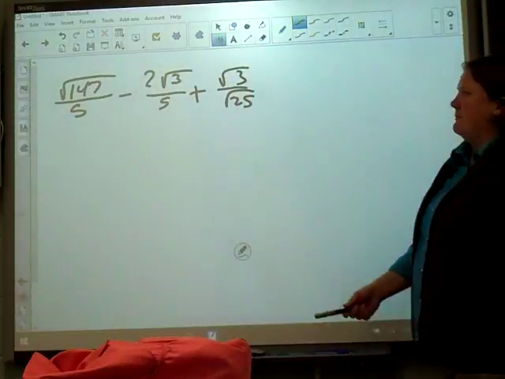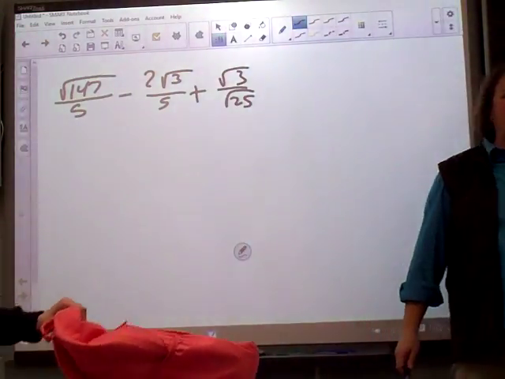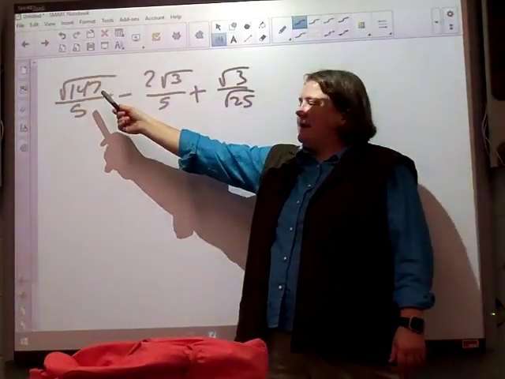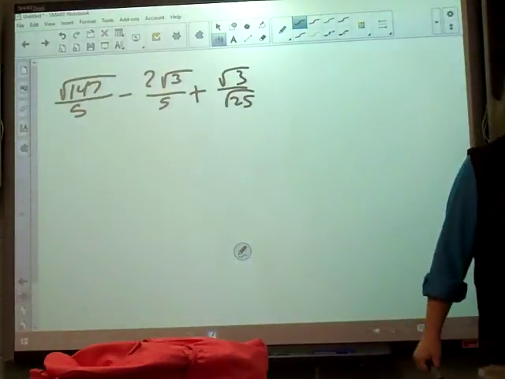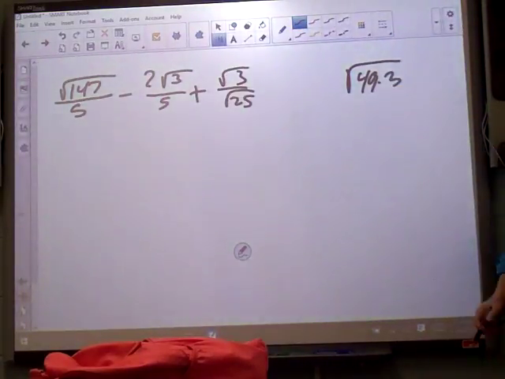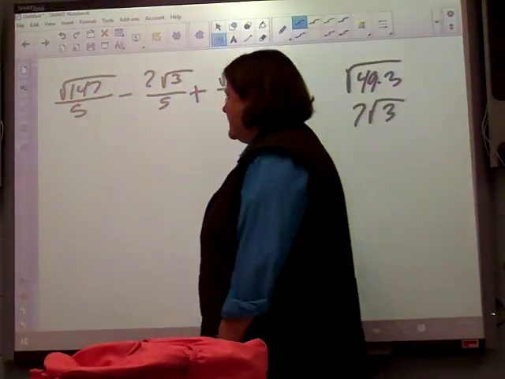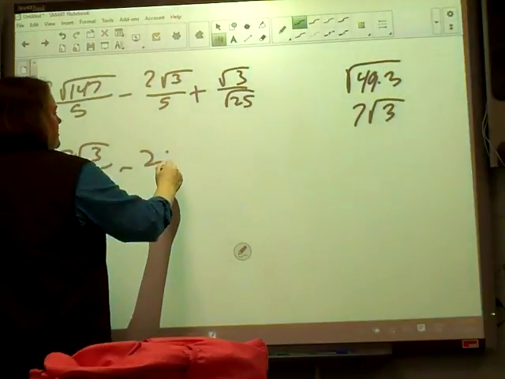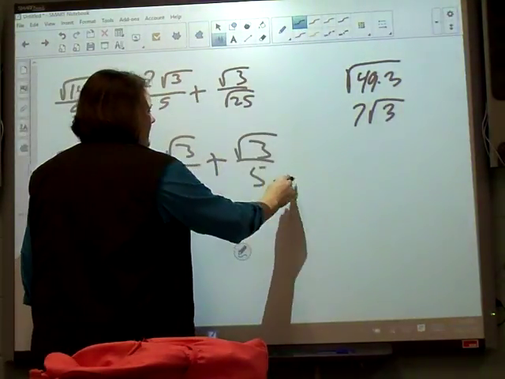Now, in order to be able to add and subtract these, the stuff underneath the radicals all has to be the same. So we got square root of 3, square root of 3. That's good. I need to see if I can get a square root of 3 out of this. I check again. I do 147 divided by 3, and I see it's 49. Square root of 49 is 7. So this is the same as 7 square roots of 3 over 5 minus 2 square roots of 3 over 5 plus 1 square root of 3 over 5.